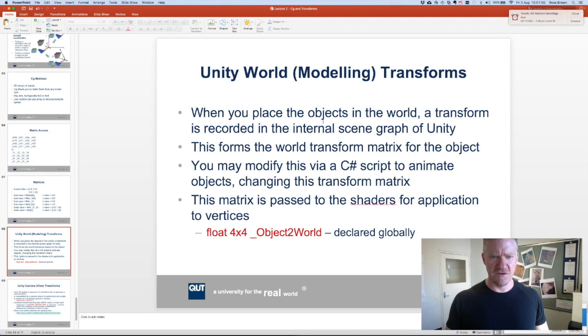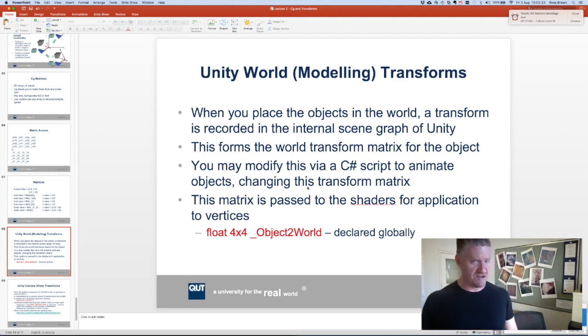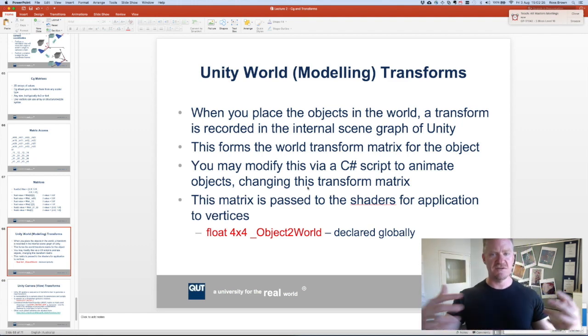So the modeling transforms that are available inside of the vertex shader. Remember I said I just wanted to review them because it gives you a context, so that when you're looking at this stuff, it's like, oh, that's what he's talking about. When you place objects in the world, remember that was the first step, a transform is recorded in the internal scene graph of Unity. And you may modify that using a C# script to animate objects, change this transform matrix, etc. You do that already. You've built your games. You know how to change the elements in your scene. Instantiate, destroy things, move your character through the world, all that sort of stuff.